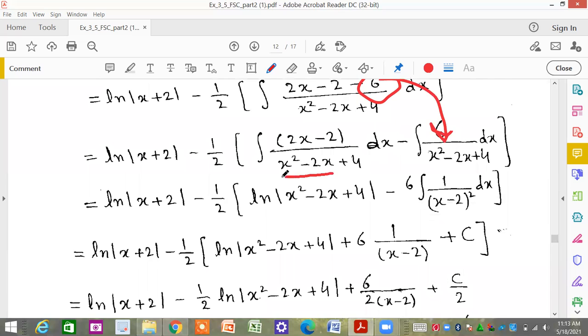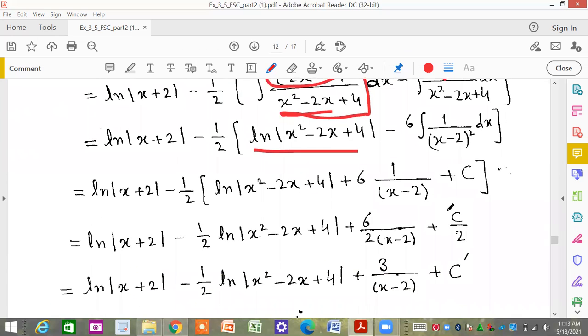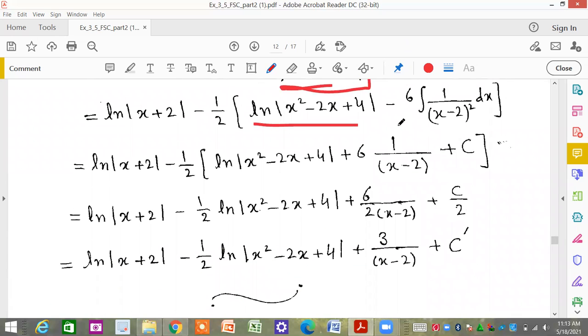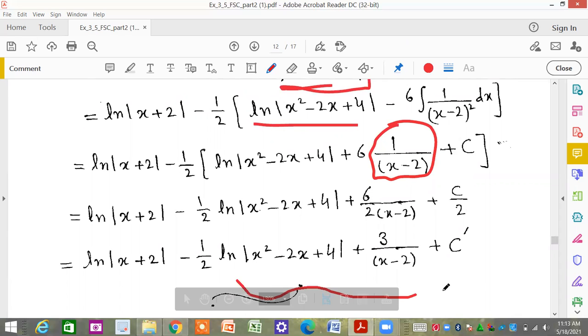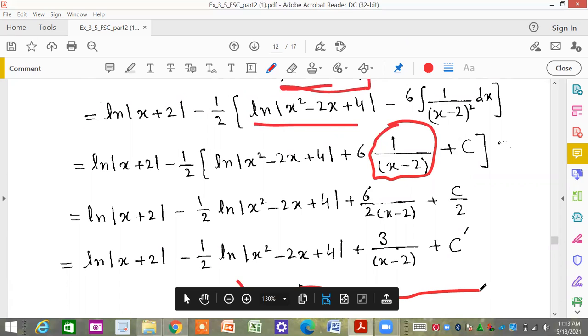The derivative of this denominator function is present in the numerator, so we will take log natural of this function. Similarly, this is 1 over x square minus 2x plus 4. After completing the square, this will be equal to x minus 2 whole square. After application of the power rule, this will be reduced to 1 over x minus 2. So this is our final solution of this question. Similarly, question number 23 can be solved by this method.